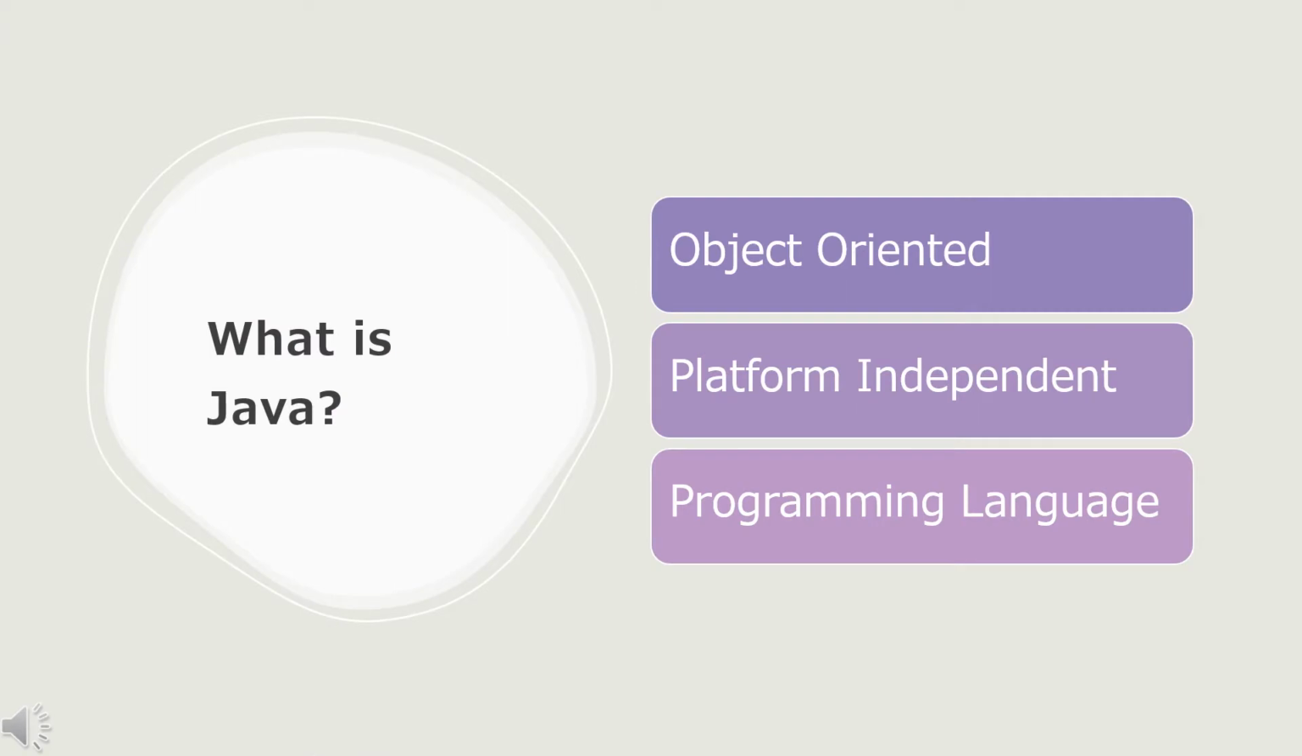Let's get started. What is Java? When you ask what Java is, the most likely answer you're going to get is it's an object-oriented, platform-independent programming language. But what does all that mean? What is object-oriented? What is platform independence? And what is a programming language? Let's break it down and try to understand each of these terms.